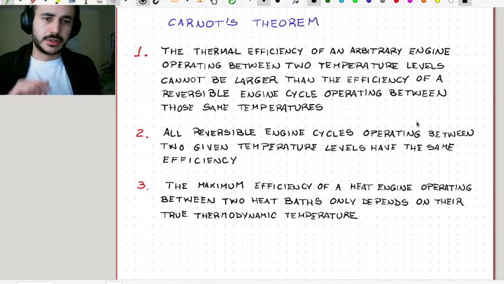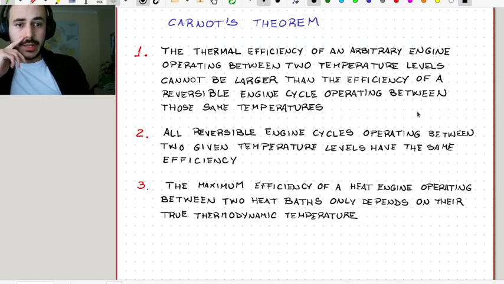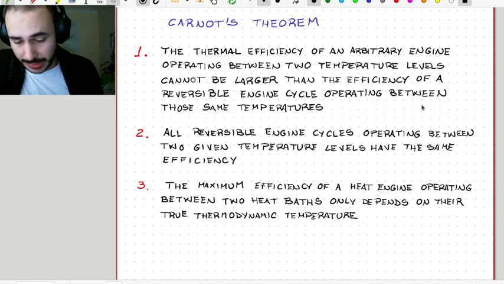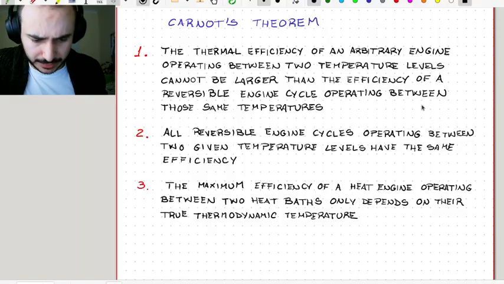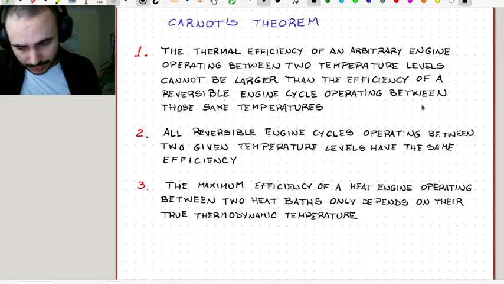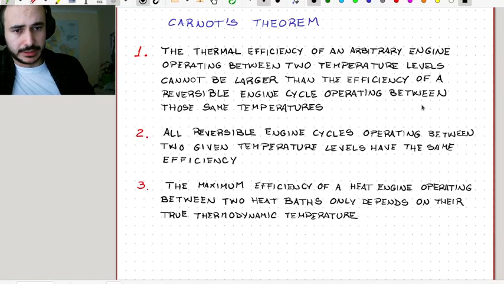The main statement is that the thermal efficiency of any arbitrary heat engine which operates between two temperature levels, that is, between two heat baths, or maybe between more than two heat baths, but at the end of the day only two heat baths actually matter, like we saw before with the Ericsson cycle or the Stirling cycle, cannot be larger than the efficiency of a reversible engine cycle which operates between those same temperatures. Okay, very deep and general. We're going to see exactly what that means in a moment.